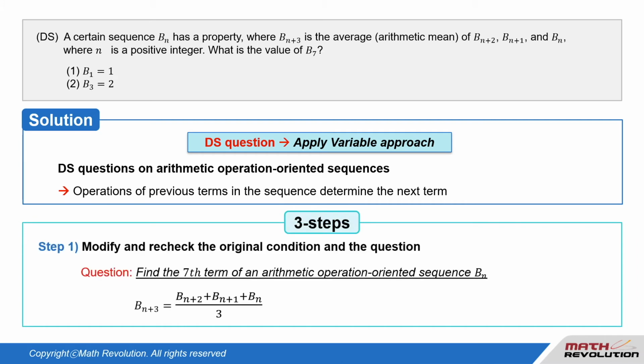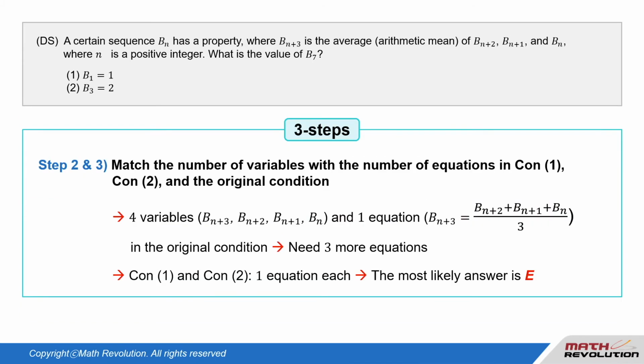Let's follow the first step of the variable approach by modifying and rechecking the original condition and the question. Then, we are looking for the value of the 7th term of an arithmetic operation-oriented sequence B of n, given that B of n plus 3 equals B of n plus 2 plus B of n plus 1 plus B of n, whole over 3. Follow the second and third steps.